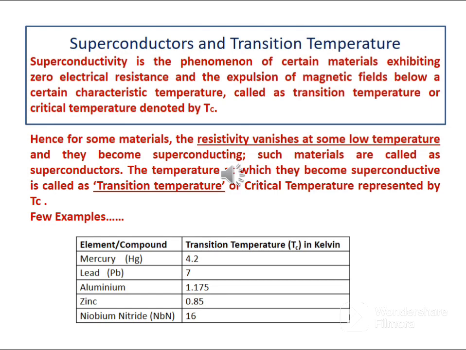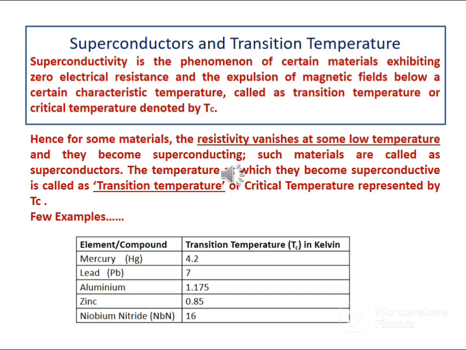Superconductivity is the phenomenon of certain materials exhibiting zero electrical resistance and at the same time the expulsion of magnetic fields below a certain critical temperature, or the characteristic temperature called the transition temperature, represented by the symbol Tc. Hence, for some materials, the resistivity vanishes at some low temperature. Resistivity vanishes means the resistivity becomes completely zero, and therefore its reciprocal, the electrical conductivity, will become infinite. That is why we say they become superconducting, and such materials are called superconductors. The temperature at which they become superconductive is called the transition temperature.